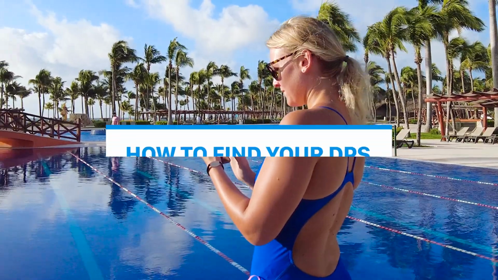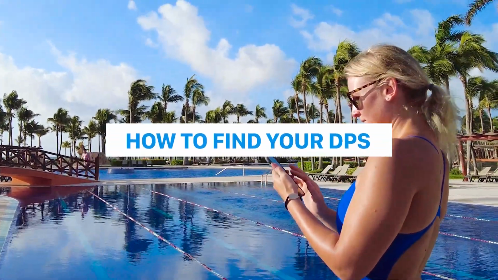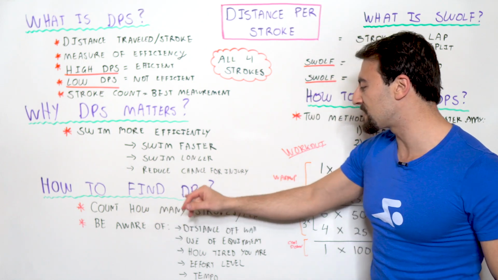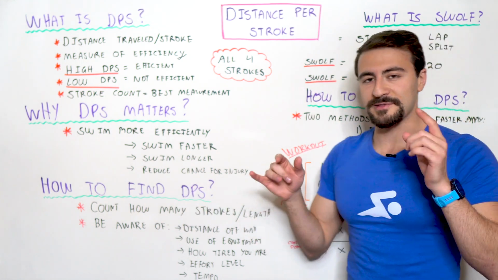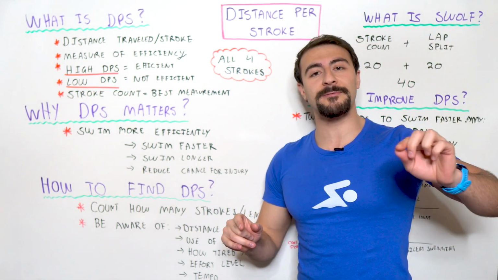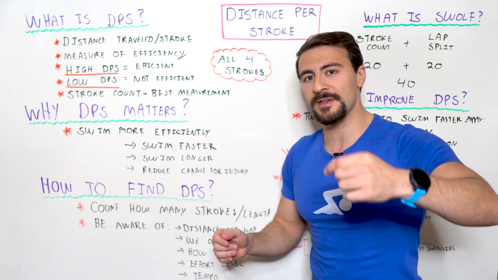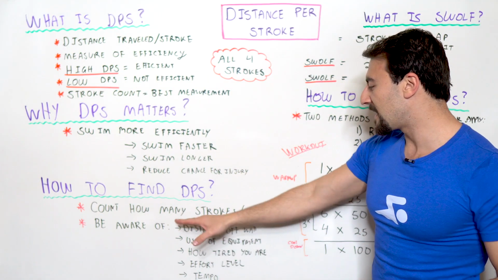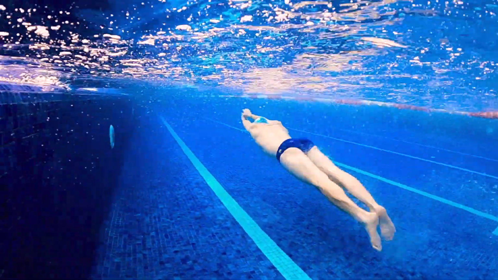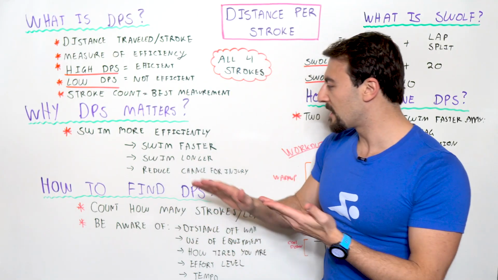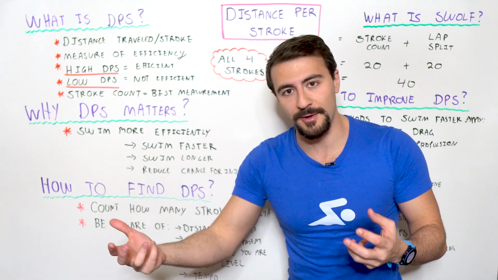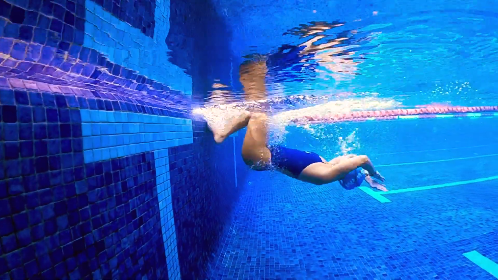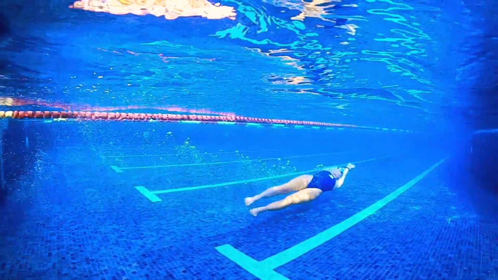Now let's talk about how to find your distance per stroke. We already talked about the most simple way, which is where you count how many strokes you take per length. Now, it's really important to be aware of a few different things when you're counting your strokes. These are all variables that you need to be aware of. The first one is your distance off the wall. So you can very easily skew your distance per stroke by stroke count if you just push off the wall and dolphin kick further away from the wall before you even initiate the first stroke.